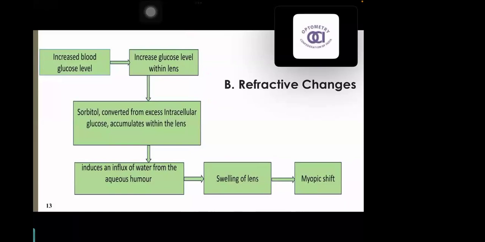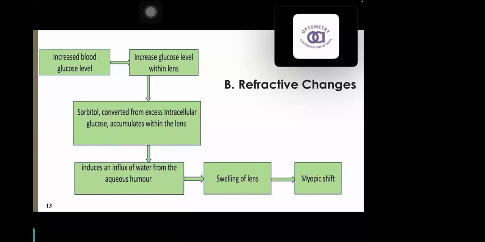So coming to the next, refractive changes. Apart from its effect on the retina, diabetes can also cause refractive changes in the eye, and this is something we often see in our day-to-day practice. Fluctuating blood glucose levels lead to changes in the hydration and refractive index of the crystalline lens. When blood sugar rises, excess glucose enters the lens and is converted into sorbitol through the aldose reductase pathway. Sorbitol causes osmotic swelling of the lens, which temporarily alters its curvature and thickness.